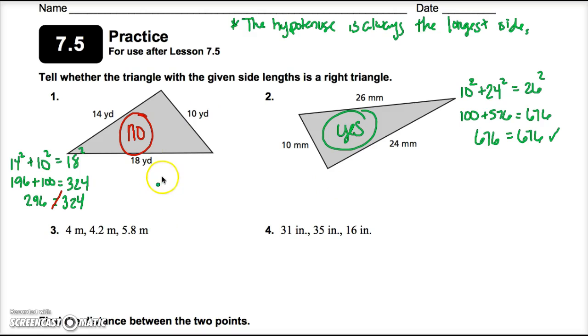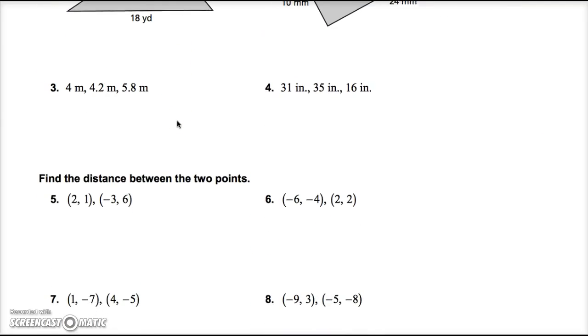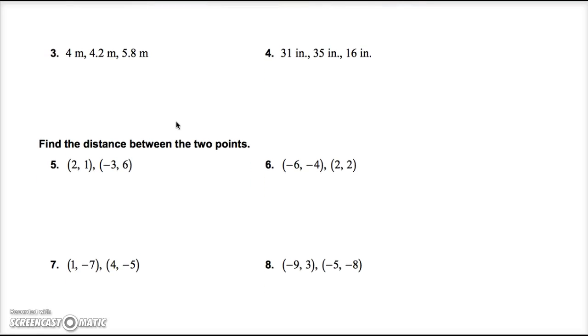Now, we can also do it without even having a picture, just a list of the numbers, like on 3 and 4. So just keep in mind the biggest number you have is going to be in place of the C. So on number 3, biggest number I have is 5.8. So as I set this up, I have 4 squared plus 4.2 squared equals 5.8 squared. 4 squared is 16.